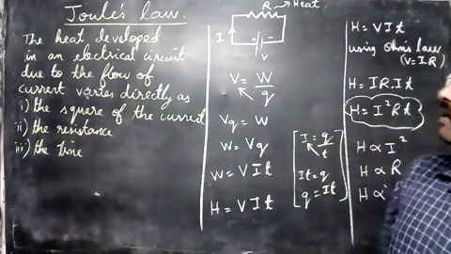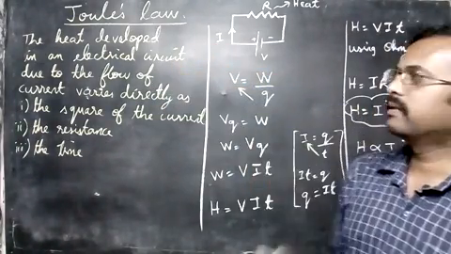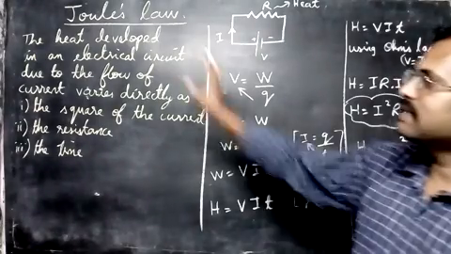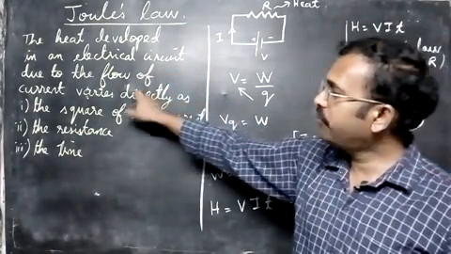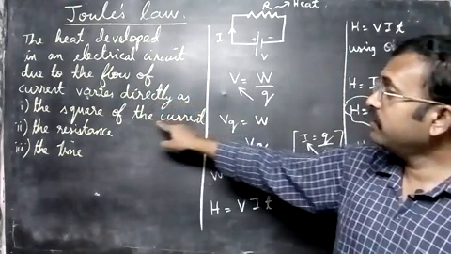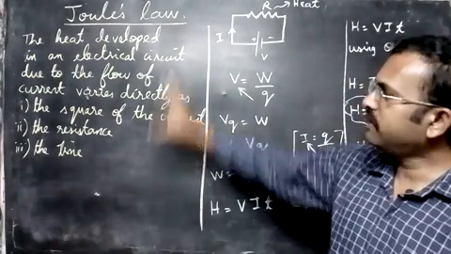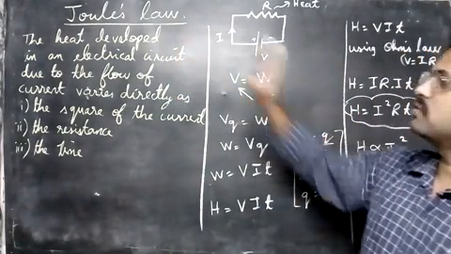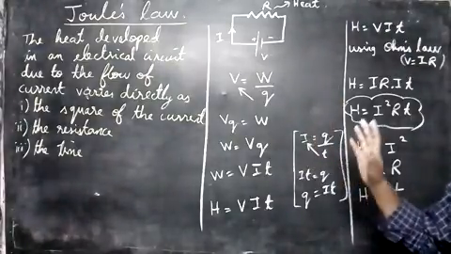You see that now. So if you remember this equation, H is equal to I square R T, we can write the statement. The heat developed in an electrical circuit due to the flow of current varies directly as the square of the current, the resistance, and the time. You must write the full statement. It may be asked as a 2 mark or 3 mark question. It's a very simple thing, just go through the steps here.